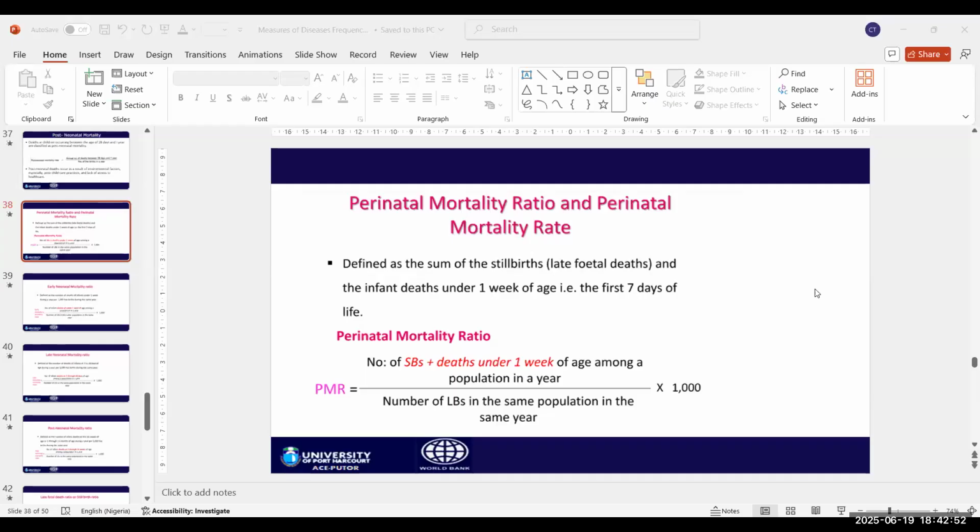Somebody said, is there no time specification for case fatality rate? There is. Once there is a rate, case fatality can vary from year to year. Maybe 100 people got measles, 2 died in 2022. In 2024, 100 people got measles, none died. In 2026, 100 people got measles, 5 died. So the case fatality rate, once it's a rate, has a time specification.